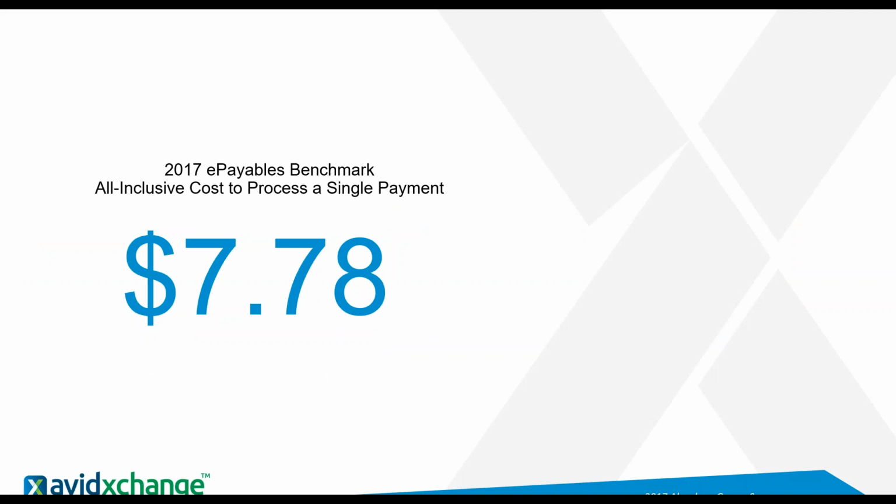And then if we look on the payment side, the average payment costs $7.78. And you're thinking, how could we possibly come up with that number? I'm doing ACH or I'm sending checks. If you just think about postage itself, that's 55 cents. The labor involved in processing that payment alone is how we average out that cost.